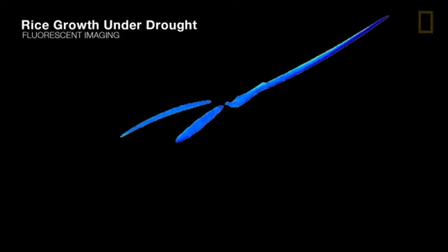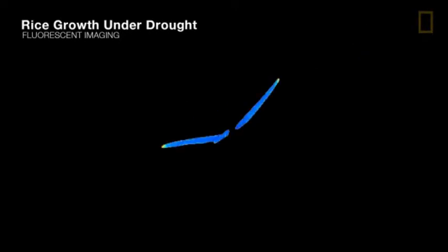For example, if you look at fluorescence, you can gauge how stressed a plant is by looking at the stress on its photosystems that absorb light and get a measure of how well it's photosynthesizing.